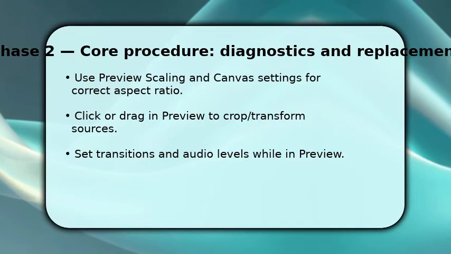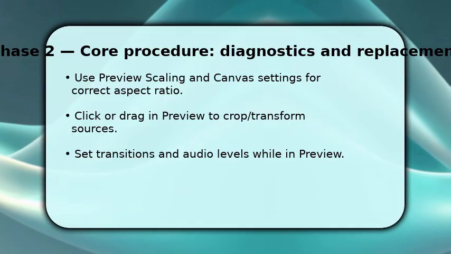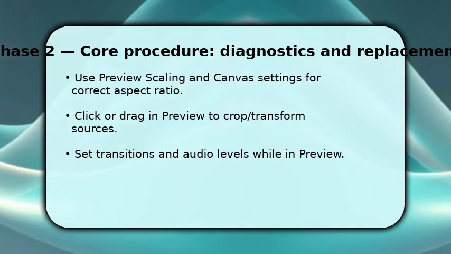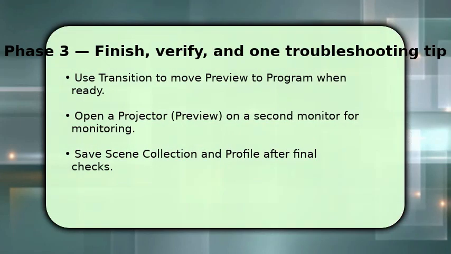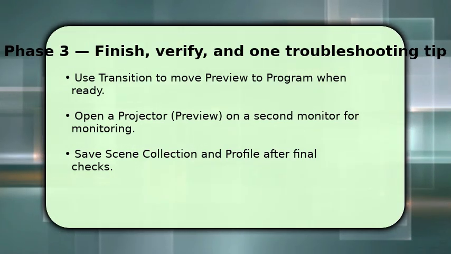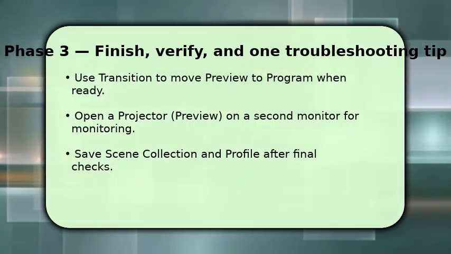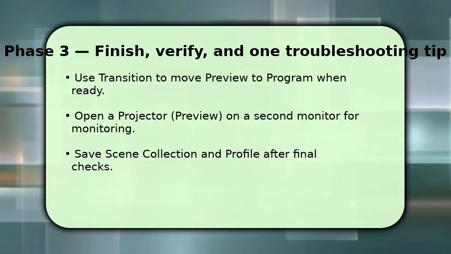While in preview, set your scene transitions and confirm audio meters. When everything in preview looks right, click Transition to send it to program. That publishes your prepared content live. If you need external monitoring, right-click the preview and choose Projector, Preview to show it on a second screen. This helps for audio sync checks and framing.